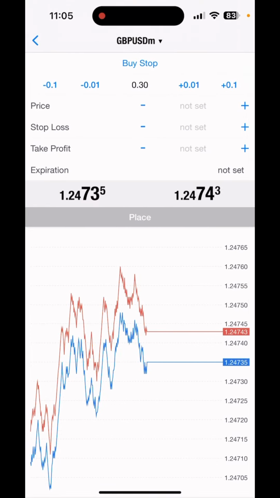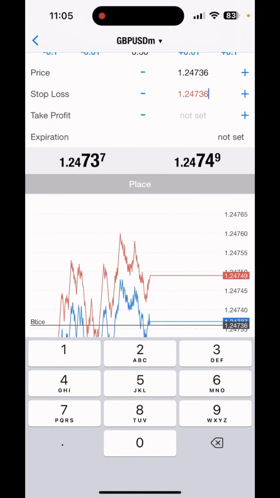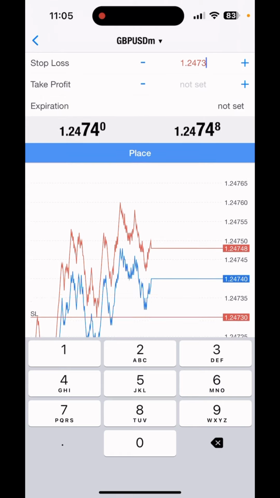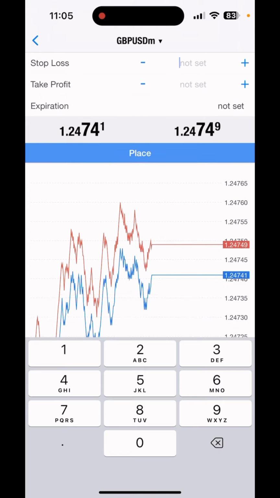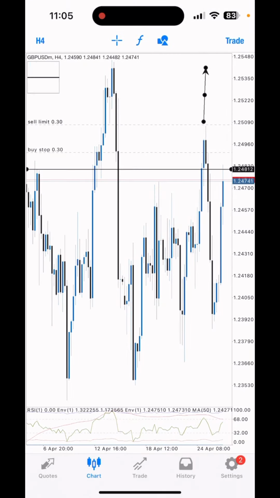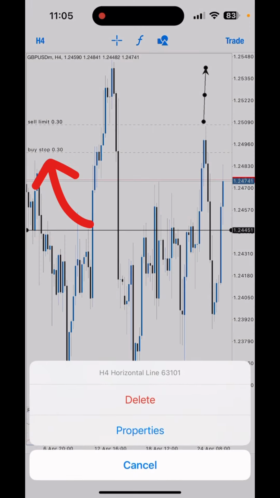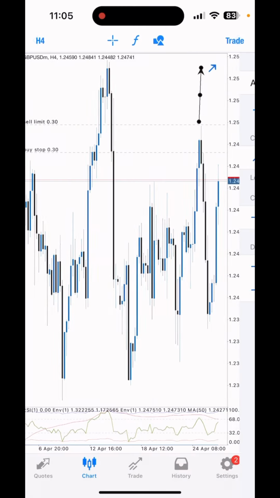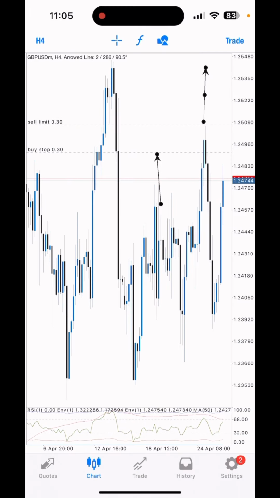Once I click trade, it's already on buy stop, as you can see. Click buy stop, put the figure there, click paste. I don't want to add take profit or stop loss, or I might add later, whichever. Then click place. Now as you can see, a buy stop has been set here. Can you see it? Follow my arrow. This is it. The buy stop has been set here.